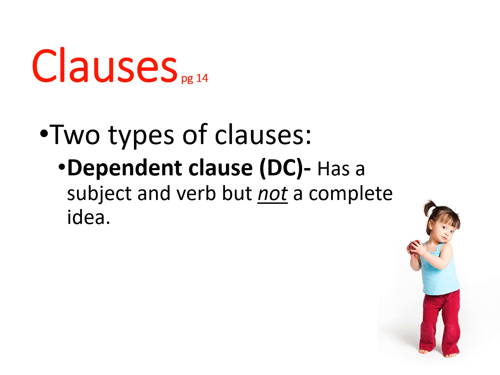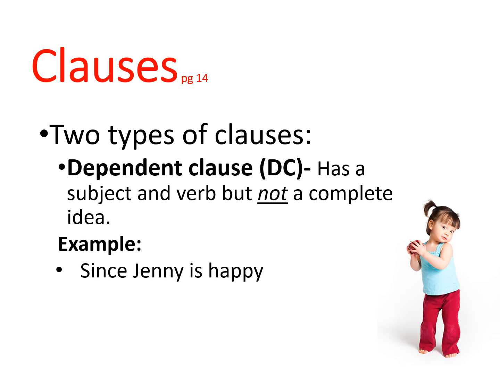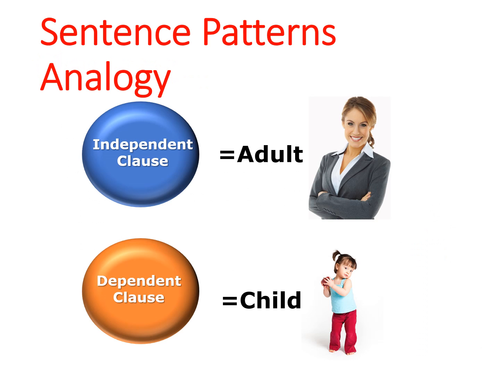So if the independent clause is like an adult, you can think of a dependent clause as like the child. A dependent clause needs to have an independent clause with it in order for it to be a complete sentence. So a dependent clause again has a subject and a verb, but it's not a complete idea. So an example of this could be something like, since Jenny is happy. Here again, we have the subject, Jenny, we have the verb, is, but we don't have a complete idea. This is what we call a dependent clause.